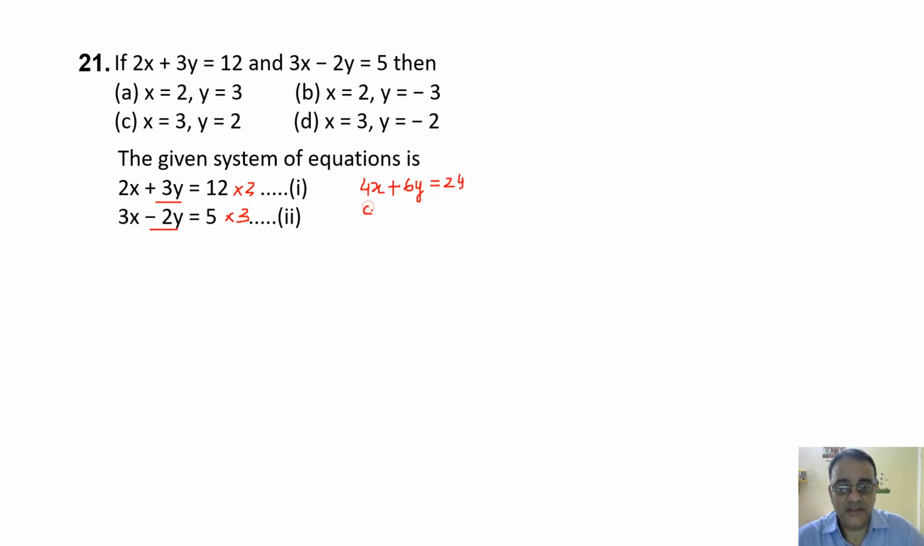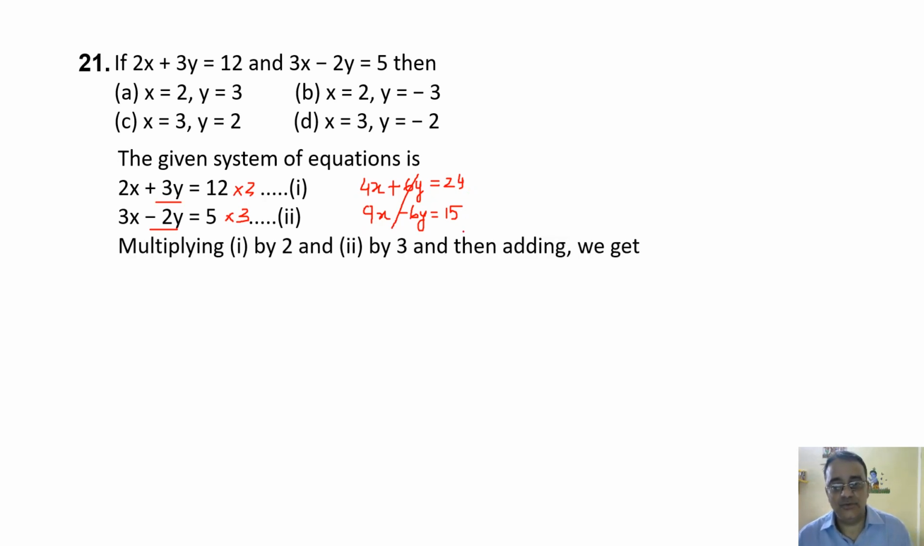Now the next equation, 9x minus 6y is equal to 15, right? Okay, now if we add, what we are getting, 13x, and this side 39, right? So multiplying 1 by 2 and 2 by 3, then adding, we get 4x plus 9x is equal to 24 plus 15, that is 13x is equal to 39. So what is the value of x? 3, right? Now we are going to substitute the value of x in the first equation.